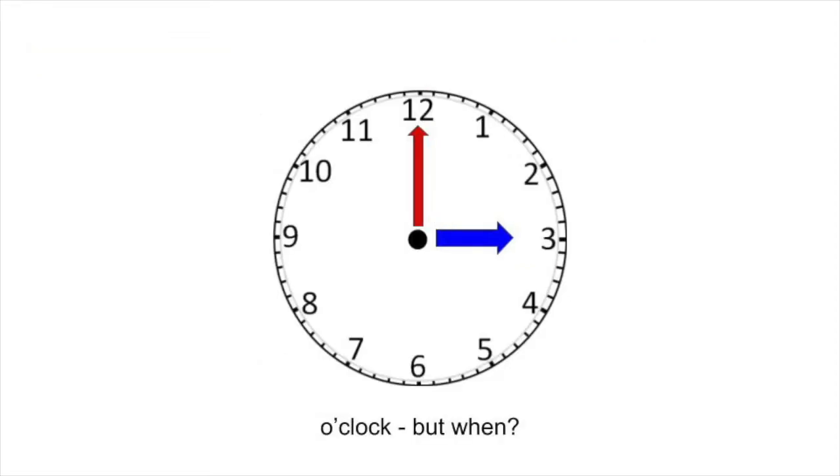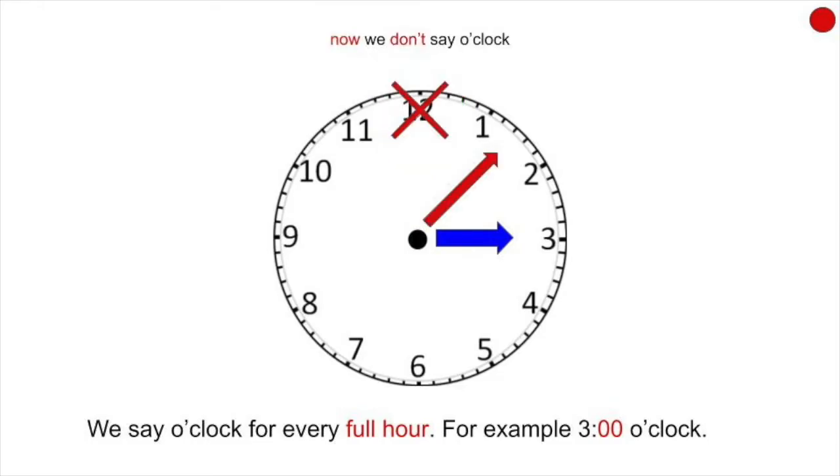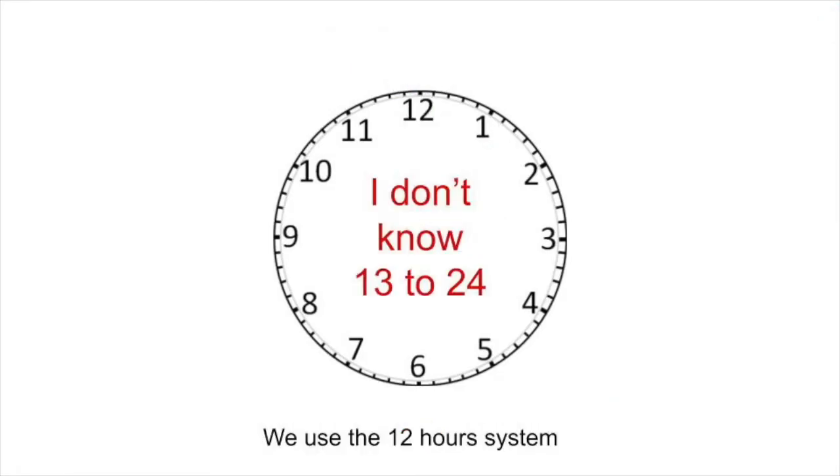But when to say o'clock? For British time telling, we use o'clock for each full hour. So when you see that the minute hand points at the 12, a new hour begins and we say o'clock. Also, the British time telling system uses the 12 hours system, not the 24 hours system.